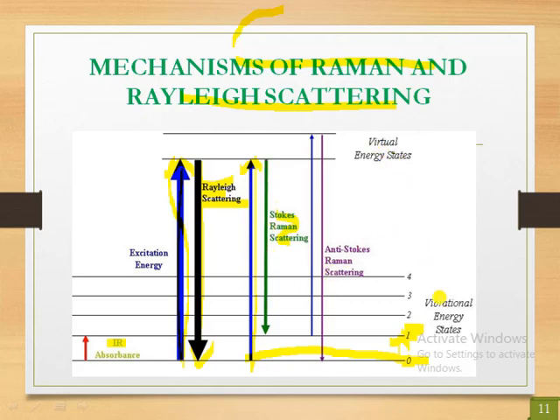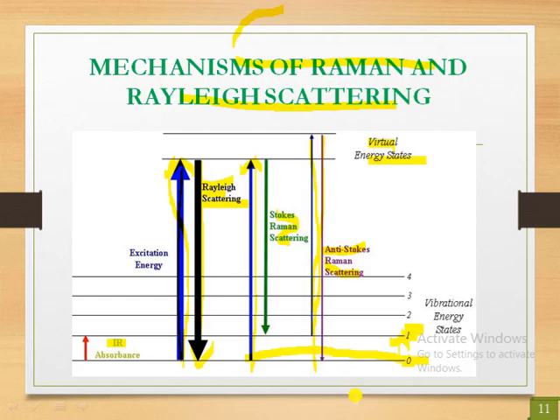Now see, in anti-Stokes Raman scattering, what happened? It will excite from the first vibrational excited state to the first virtual energy state, and it will come back over here to the ground state.